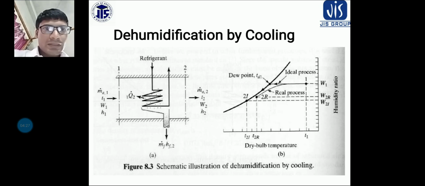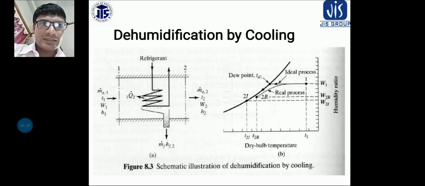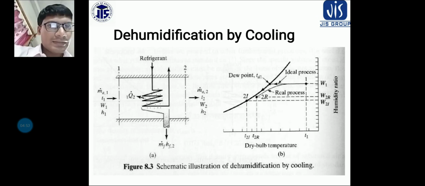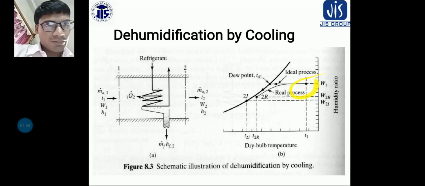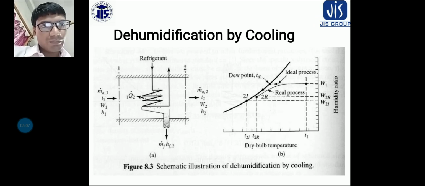The water particles which were mixed with the air are taken away, and we get dry, cooled air at the outlet. Here you can see the process from point 1 to point 2I and 2R. The real process is shown from 1 to 2R on this graph.